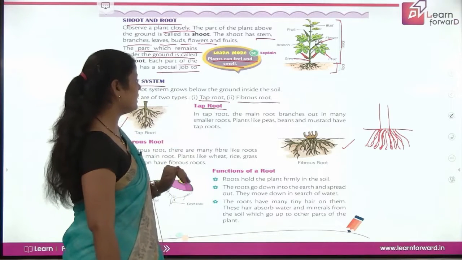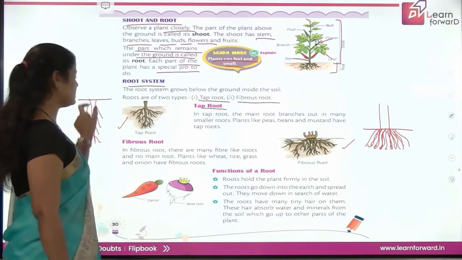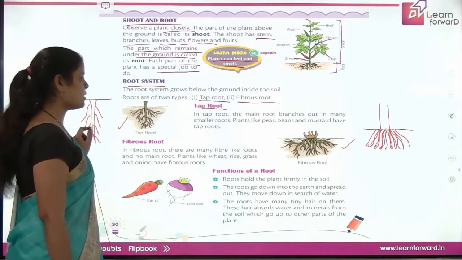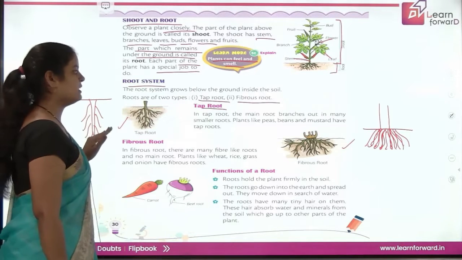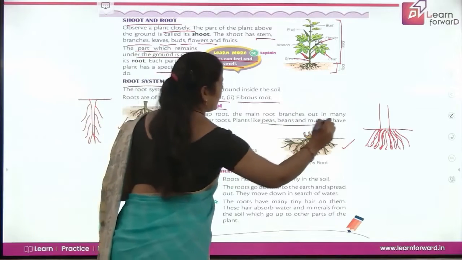In tap root, the main root branches out. The main root means this is the primary main root, branches out in many smaller roots. Same. And examples are peas, beans and mustard.